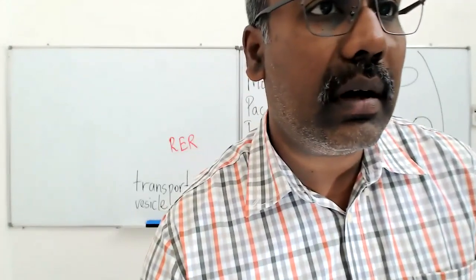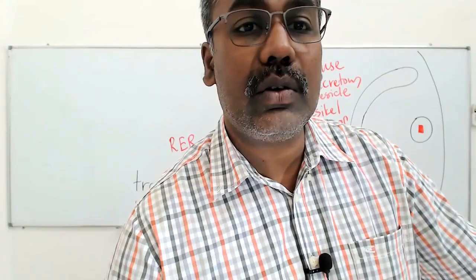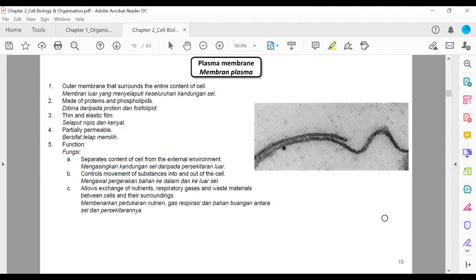Okay, finished with Golgi apparatus. Now let's go to the next one, yaitu plasma membrane. Plasma membrane, as I told you just now, you still remember, plasma membrane bukan organelle. It is not known as organelle. Kecuali plasma membrane, cell wall, cytoplasm. They are not known as organelle. They are known only as cellular component ataupun component cell.